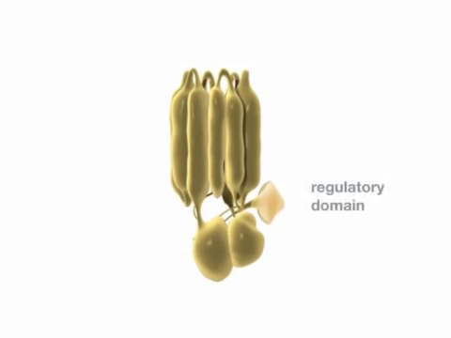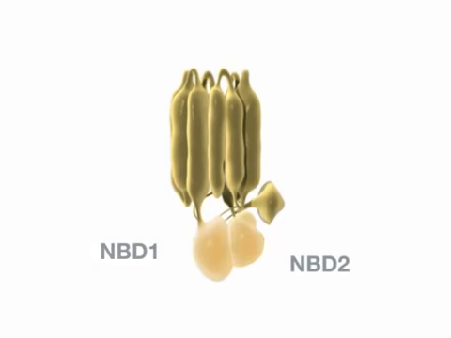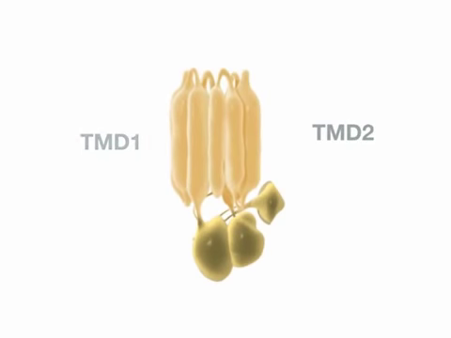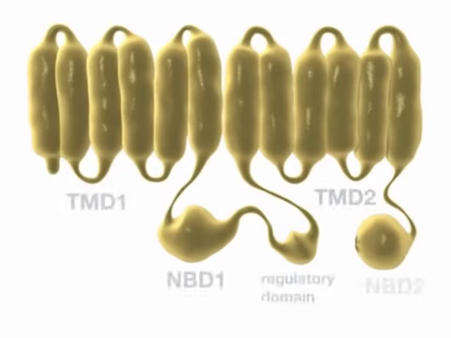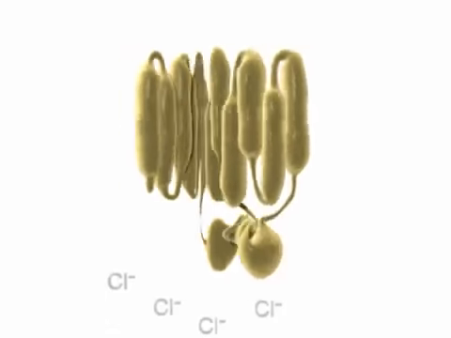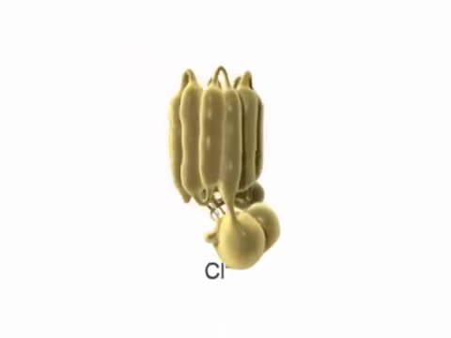CFTR has a regulatory domain that contains phosphorylation sites. The CFTR protein has two nucleotide binding domains, NBD1 and NBD2, and two transmembrane domains, TMD1 and TMD2. The movement or conductance of chloride across the CFTR protein requires phosphorylation of the regulatory domain. In addition, binding and hydrolysis of ATP are required for the opening and closing of the CFTR channel. This process is also known as gating of CFTR.